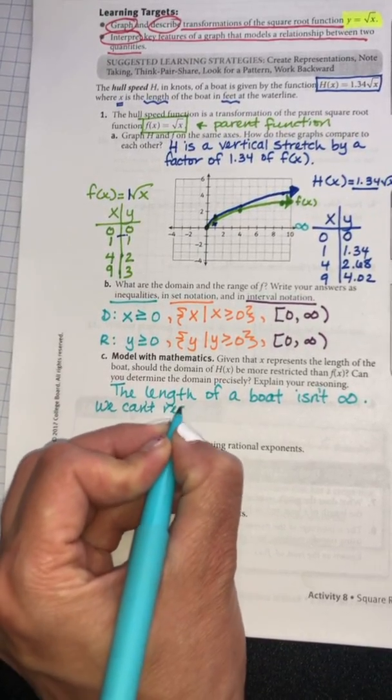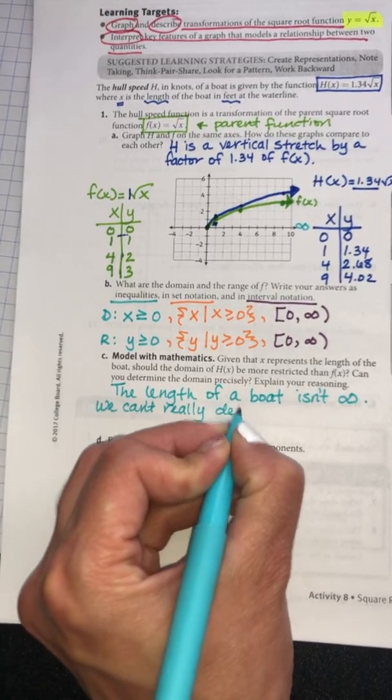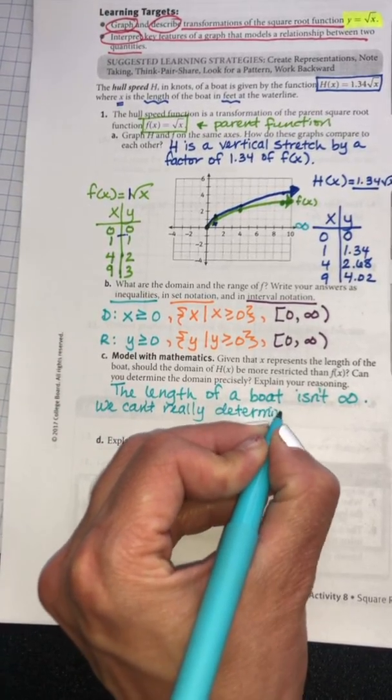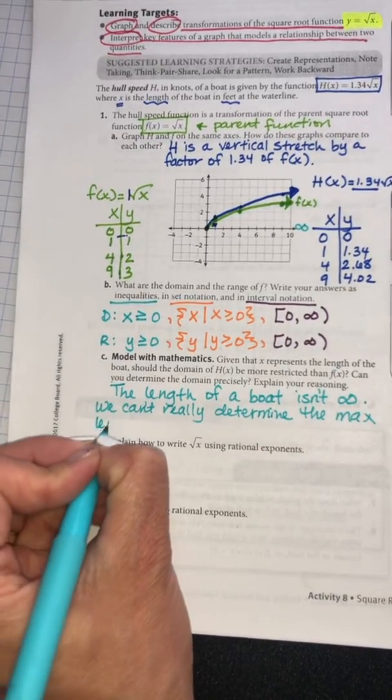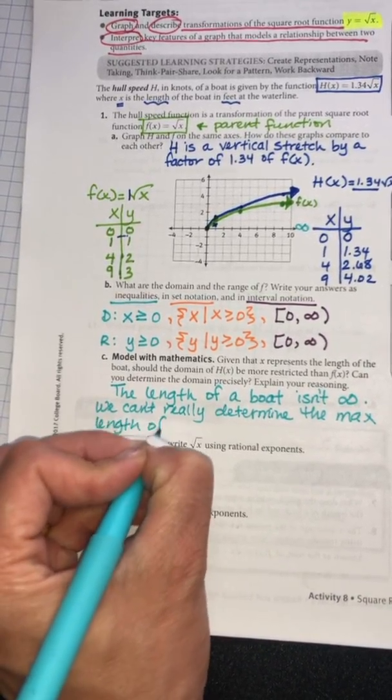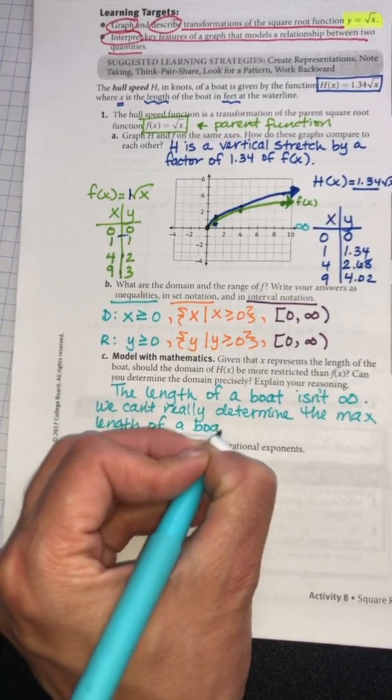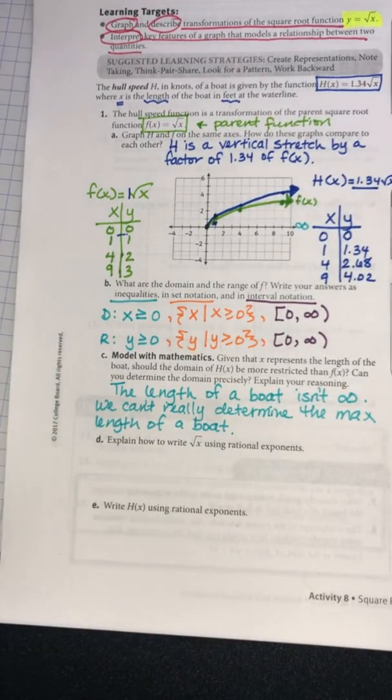We can't really determine the max length of a boat. Now, if we knew more about boats, we might be able to, but especially me, I know nothing about boats except I've been on a cruise, I've been on a deep sea fishing boat, and that's it. Like I have no experience on a boat. I don't know anything about the lengths of a boat. So unless we know, we're not going to know.